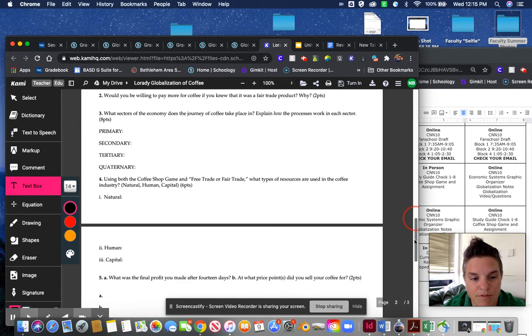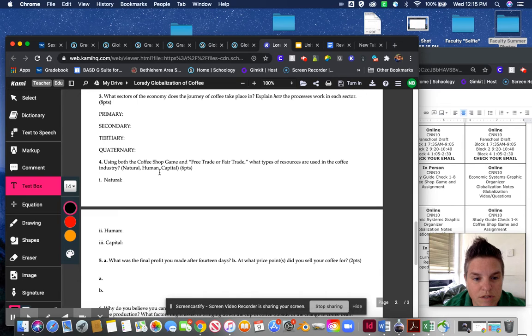The same with number 4. Using the coffee shop game and free trade or fair trade, what types of resources are used in the coffee industry? Natural, human, capital. So I have natural, human, and capital. You need to give me examples of the resources. So, for example, a natural resource is the coffee bean. The coffee bean is grown in the ground, therefore, it's natural. It's a natural resource.